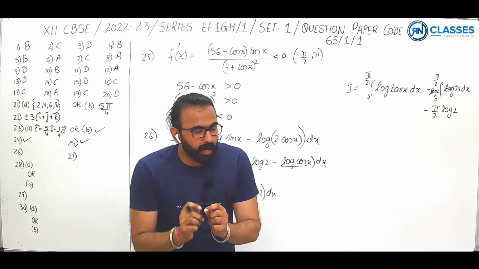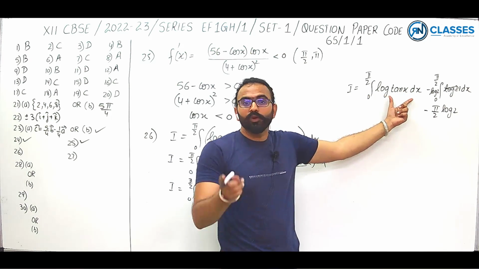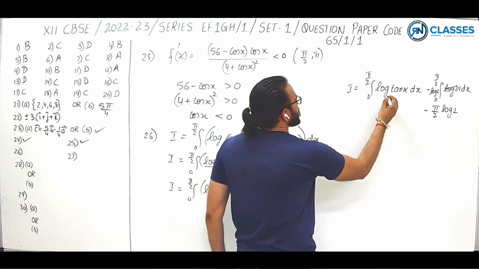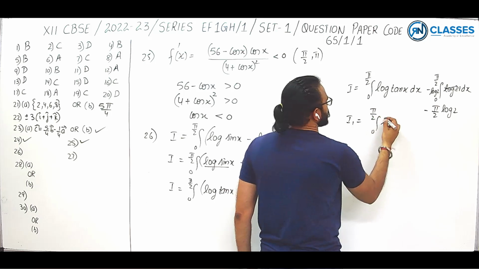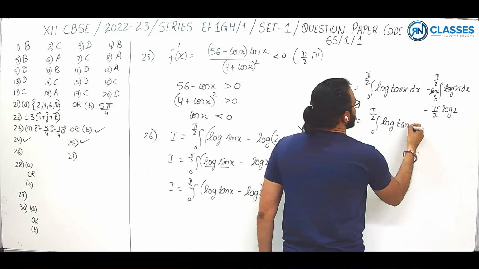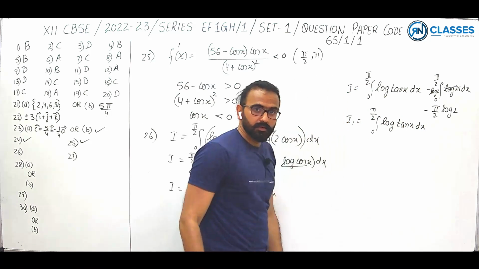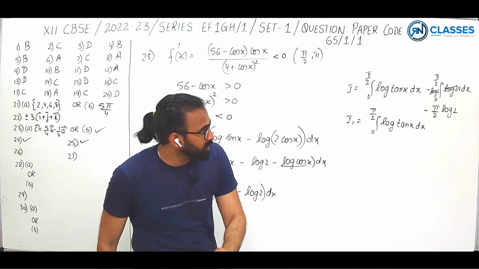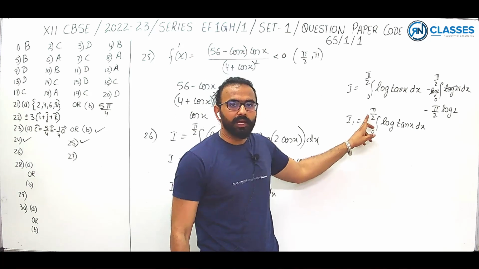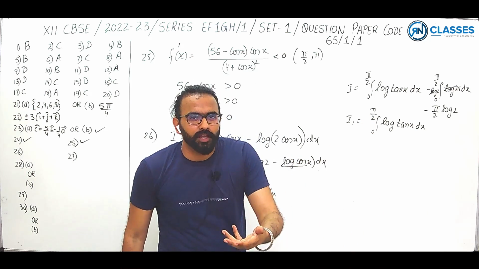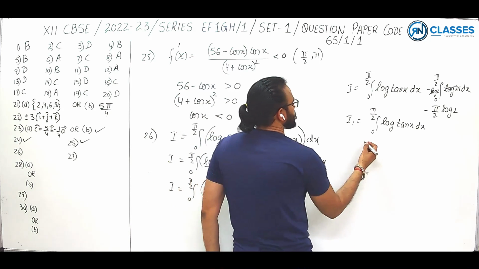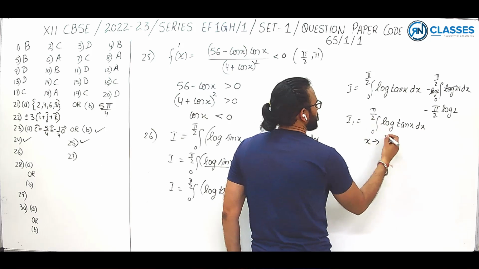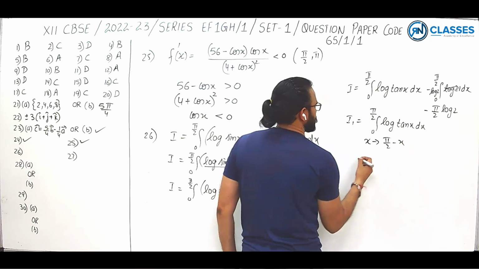बचा एक part, that is this one. Now in order to evaluate this integral, I will consider this as I1 integration from 0 to pi by 2 log of tan x dx. Since definite integral का question है, limits हैं 0 to a type, इसको evaluate करने के लिए I will use the properties of definite integration, that is replace x by a minus x, which is pi by 2 minus x.